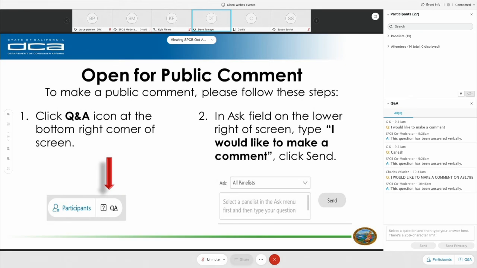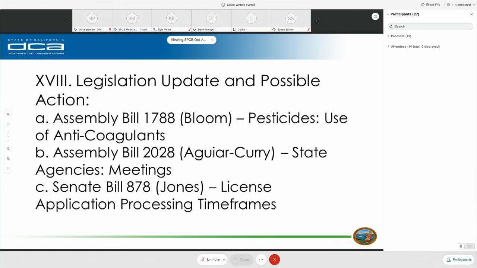All right, this is the moderator. Looks like at this time there are no requests for public comment. Would you like me to close the Q&A panel? Yes, please. Thank you very much, moderator. All right, Q&A panel is now closed. Okay, excellent. At this time, we have our annual election of board president and vice president.